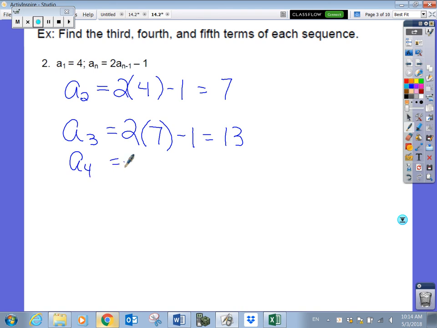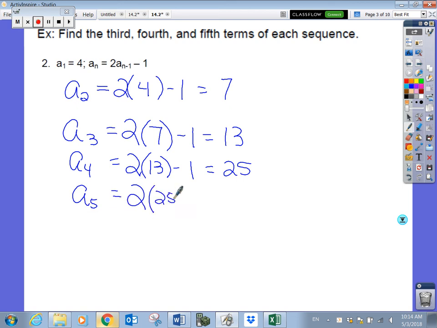A sub 4, the fourth term, is 2 times the previous. The previous now is 13 minus 1. So 26 minus 1, 25. The fifth term, 2 times the previous. Now the previous is 25 minus 1. So we get 49. So there are your third, fourth, and fifth terms. Because you're finding 3 again, don't just write 13, 25, and 49 somewhere. Tell me which one is which somewhere so that I can see which one is which term. Whenever you're finding more than one, I need to be able to know which one is which.